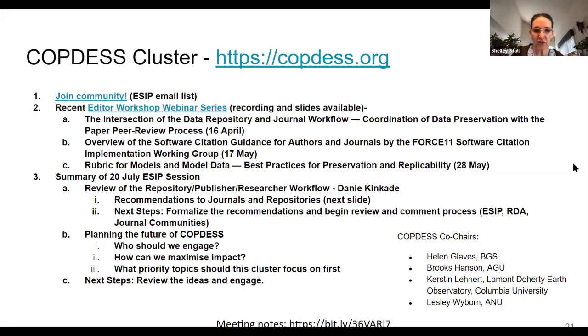And then in the conversation, there were breakout sessions that we did to get your feedback on how to think about Coptis in the future. And there were some absolutely amazing recommendations. So there'll be a process to synthesize those and get them into some sort of a way to prioritize and move forward. And I know the co-chairs, I have them listed here, Helen Claves and Brooks and Kirsten and Leslie. I know they are absolutely delighted with the feedback that was received.